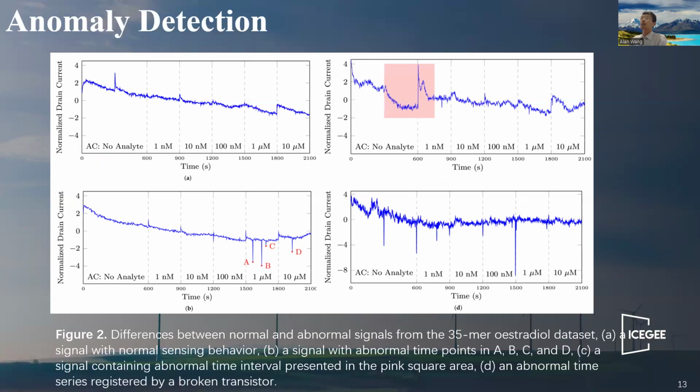Subfigure C also contains some abnormality, but this time it is an abnormal time interval presented in the pink square area. You can see there is a significant jump in the measurement. Subfigure D demonstrates the abnormal time series registered by a broken transistor. Because of this issue, you can see the data also looks quite abnormal, especially by comparison of subfigures B, C, and D with subfigure A.